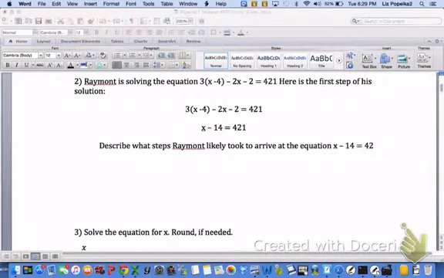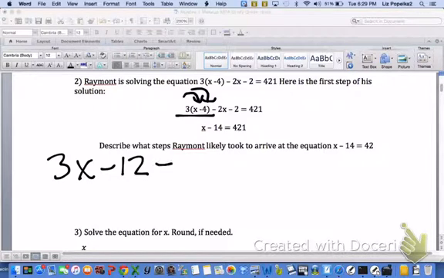For number 2, it said Raymond is solving the equation right here, and this was the first step of his solution. It asked you to describe what steps he likely took to arrive at x minus 14 is equal to 421. Well, hopefully we know by now that whenever we see something like this, that is our cue that we need to do distributive property. So more than likely, that's what Raymond did. He did 3 and distributed it to those numbers inside of the parentheses. So he likely did 3x minus 12. And then, of course, the rest of the equation hasn't gone anywhere. We still need to account for that.